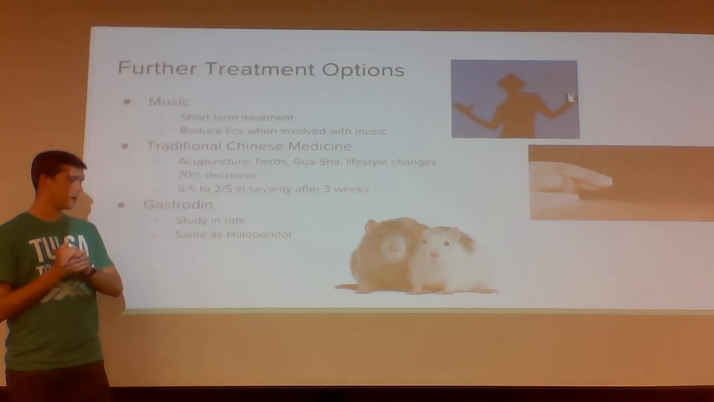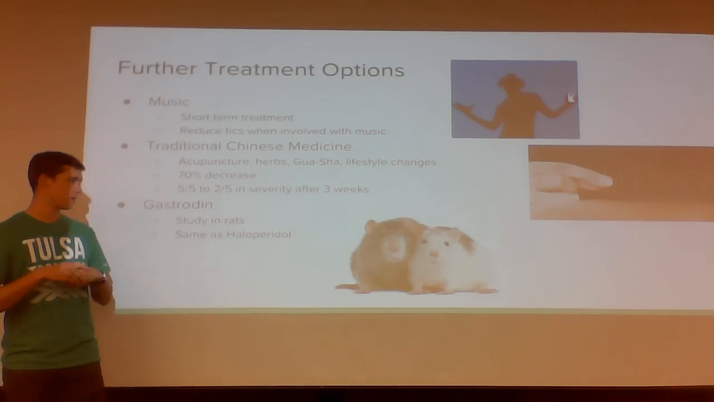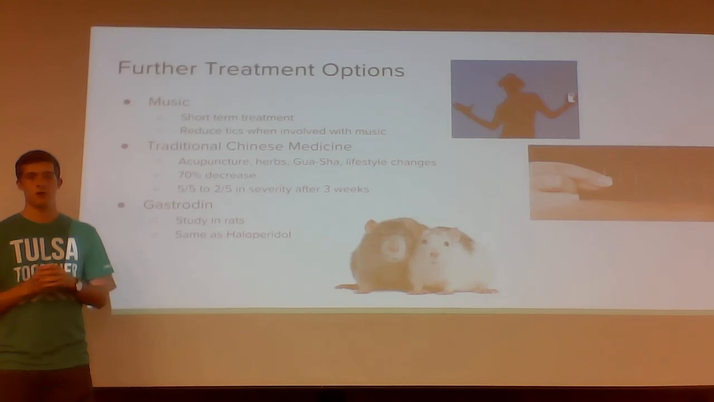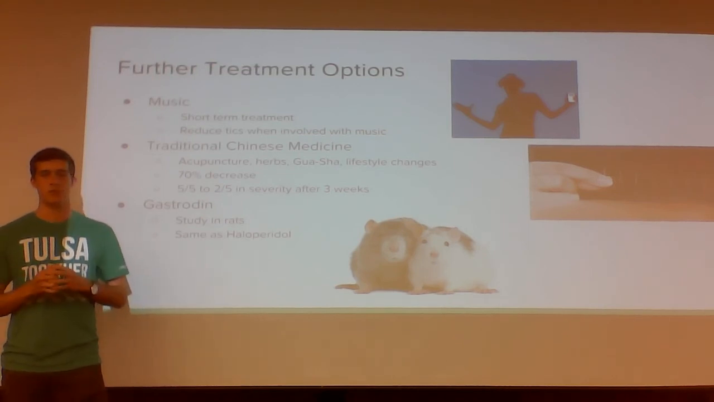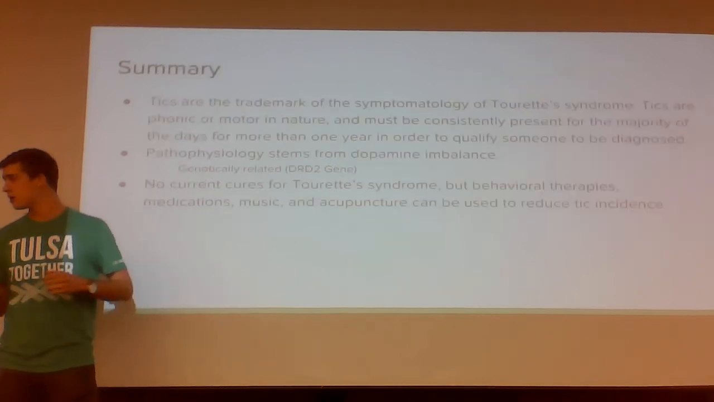The gastrodin study had to do with rats, and they were using gastrodin to decrease the amount of tics, or not really tics, but related levels of dopamine in the rats. It definitely showed leveling effects of dopamine, and it was effective with haloperidol.